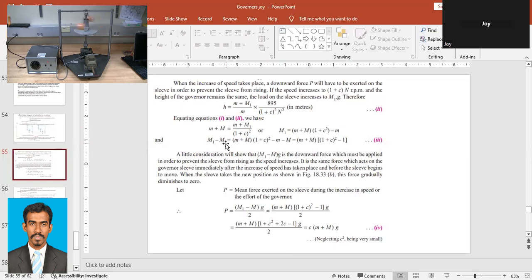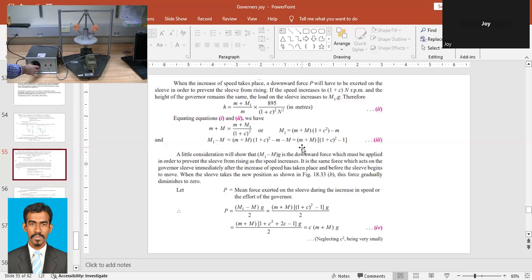Okay. Further solve it, capital M1 minus m equal to m plus m into 1 plus c squared, right? m plus m into 1 plus c squared minus m. I am subtracting minus capital M from both the sides. Okay, m1 minus m, and this term minus m. So small m plus capital M into 1 plus c squared minus m minus capital M. Okay, I am subtracting from both the sides.